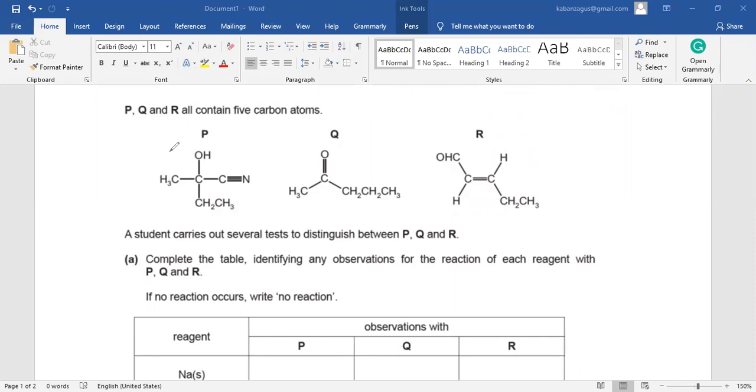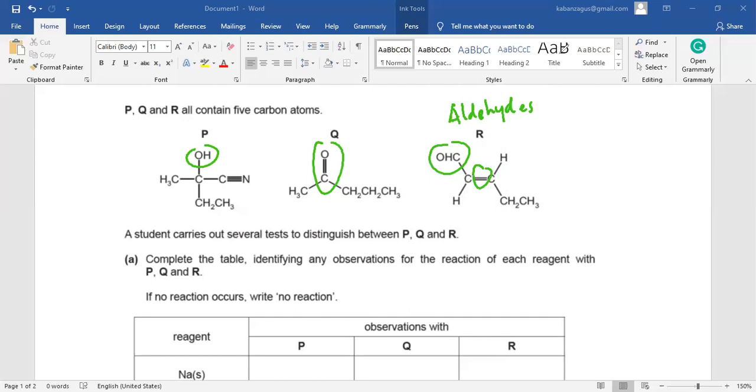In P we have a functional group. So we have the cyanide functional group. You also have the hydroxyl functional group. In Q, you have a ketone functional group. And R is actually an aldehyde functional group, right? And then you also have an alkene, which is the unsaturated hydrocarbon.